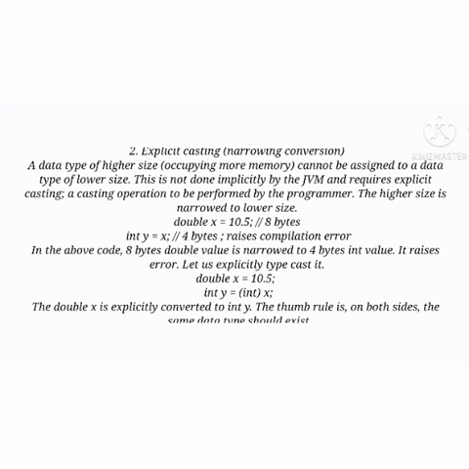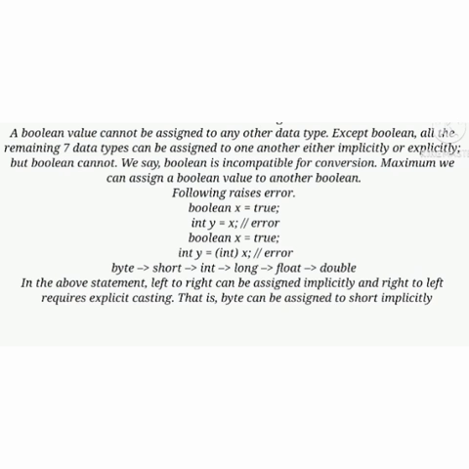For example, double x = 10.5, which takes 8 bytes, and int y = x, which takes 4 bytes, raises a compilation error. In the above code, the 8 byte double value is narrowed to a 4 byte int value, and it raises an error. Let us explicitly typecast it: double x = 10.5, int y = (int) x. It will be explicitly cast.